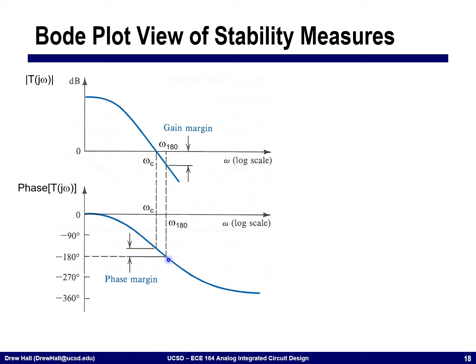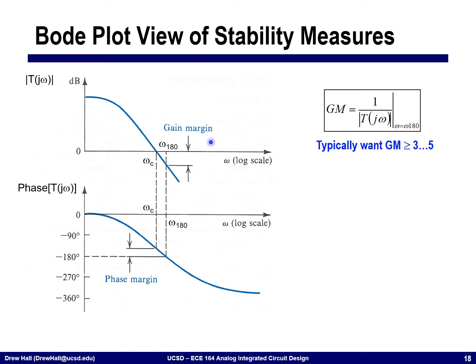Conversely, once the phase is at minus 180 degrees, I go up and look at how much below unity gain I have for the magnitude, and we're going to call that the gain margin. Okay. And so the gain margin and the phase margin are the two criteria that we use in assessing the stability when looking at Bode plots.